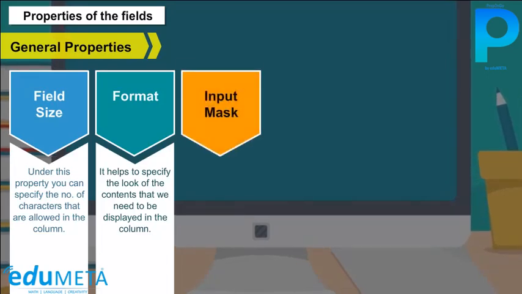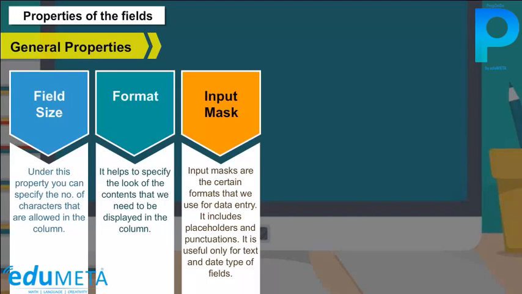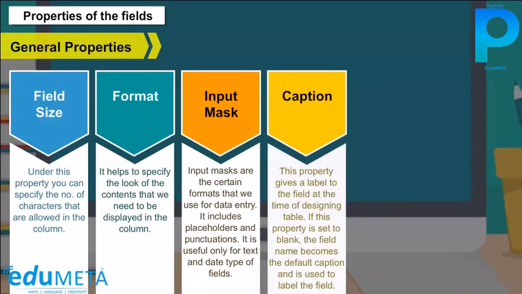Input mask. Input masks are the certain formats that we use for data entry. It includes placeholders and punctuations. It is useful only for text and data type of fields. Caption. This property gives a label to the field at the time of designing table.